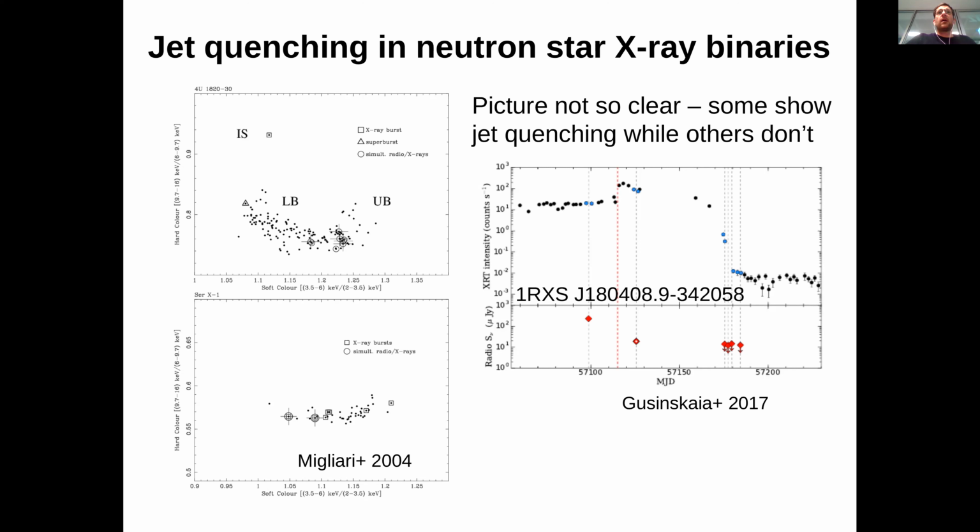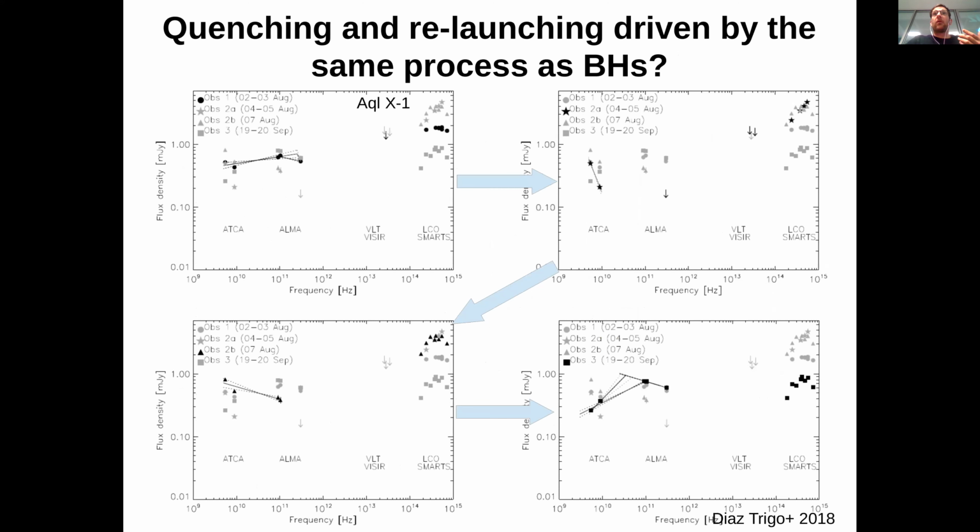Now, however, recently some really great work by Maria Diaz-Trigo showed that the radio to millimeter spectrum from the jet from Aquila X-1 evolved in such a way that was entirely consistent with what we think we are seeing for black hole jet quenching and relaunching. So we see a radio to millimeter spectrum that's relatively flat with a jet spectral break either in or above the millimeter band. Then as the source moves towards a soft state, that jet break must move below the radio band and the jet spectrum becomes optically thin.